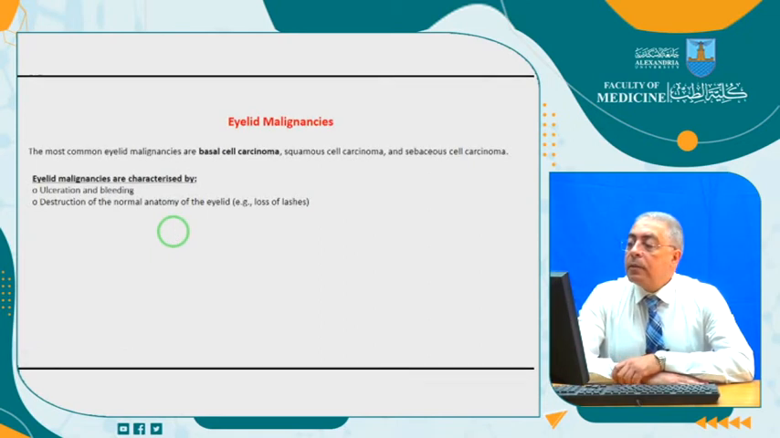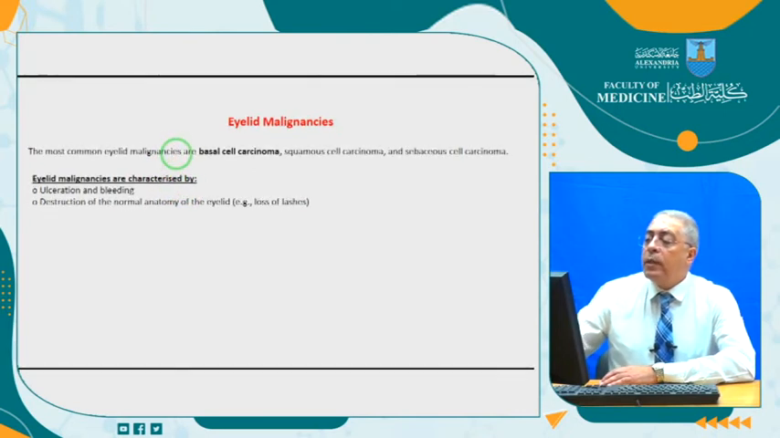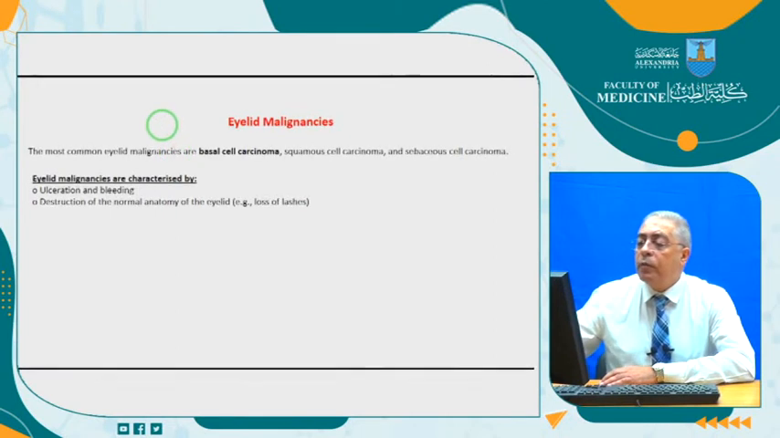Eyelid malignancies cause an eyelid swelling, but not an inflammatory one; it's a localized swelling. The most common malignancies of the eyelid are basal cell carcinomas, squamous cell carcinomas, and sebaceous cell carcinomas. They are characterized by ulceration, bleeding, and destruction of the normal anatomy of the eyelids, for example loss of the lashes, sometimes erosion of the lid margin, or leaving the patient with dystopia of the canthi, or abnormal position of the canthi.